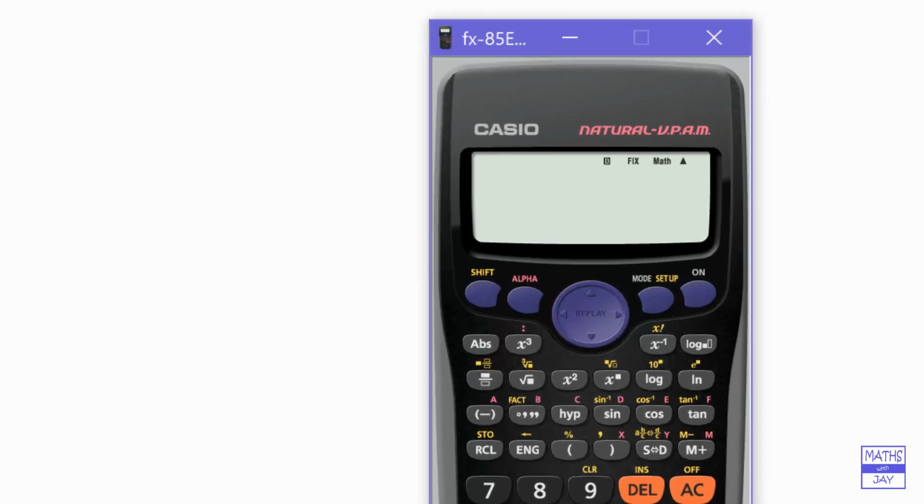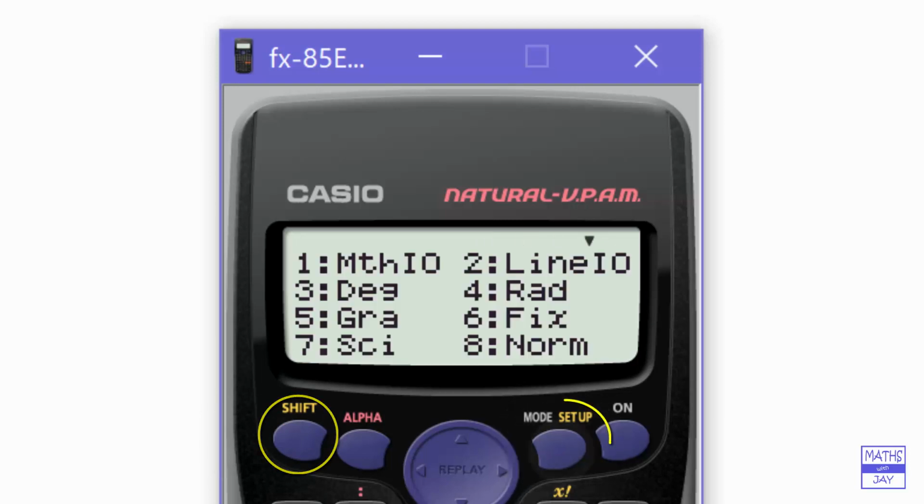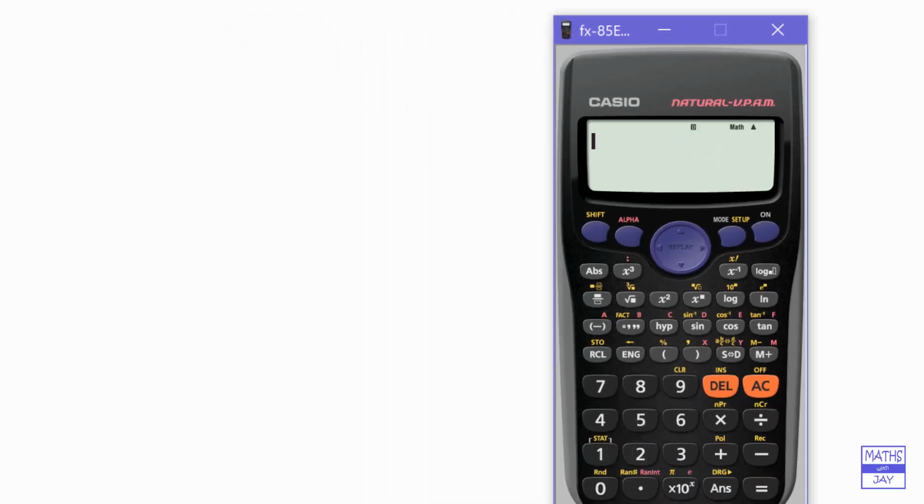So what we do to get out of it is we press the shift button and set up. And this time we want to get back to normal, so we're looking at norm, so that's number 8. And then 1 and 2, very similar to each other, 2 will probably be better in terms of the way it displays small numbers for you.